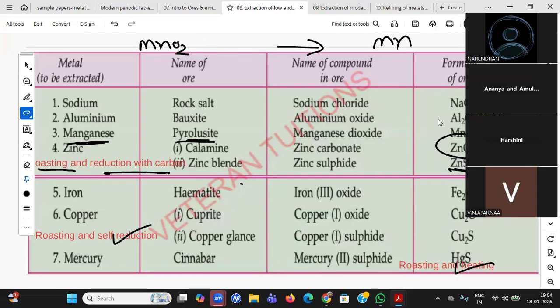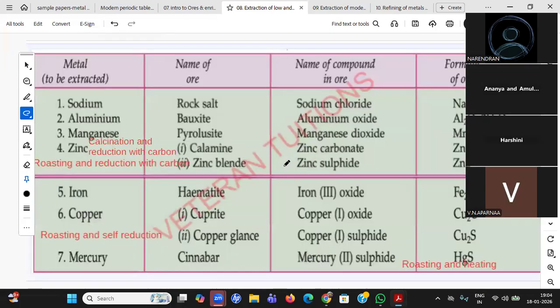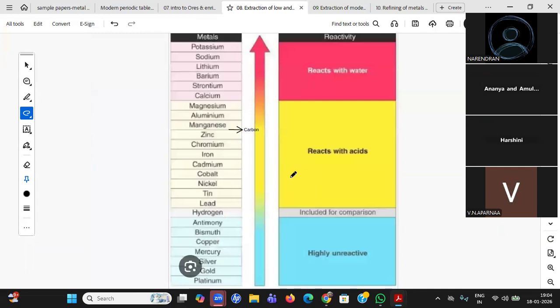Very good. Right answer. Okay. So student, for manganese I just want to show where does that manganese lie and where does that carbon lie. You see, student, zinc is here. Carbon is just above the zinc we have seen. Manganese is here. So the manganese ore is manganese oxide. Can I use carbon? No. The carbon is less reactive. Carbon can never replace manganese.